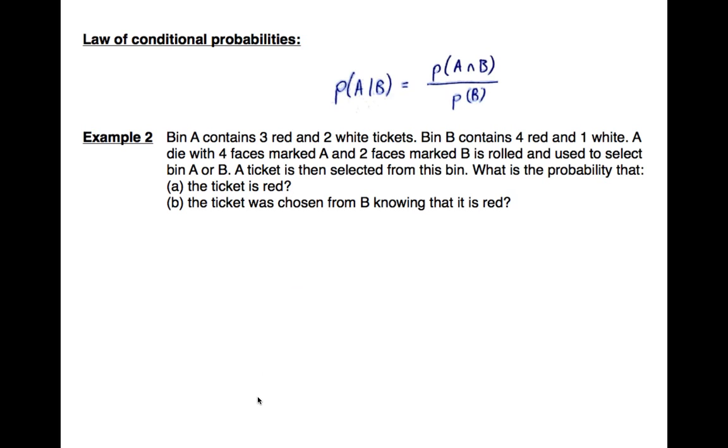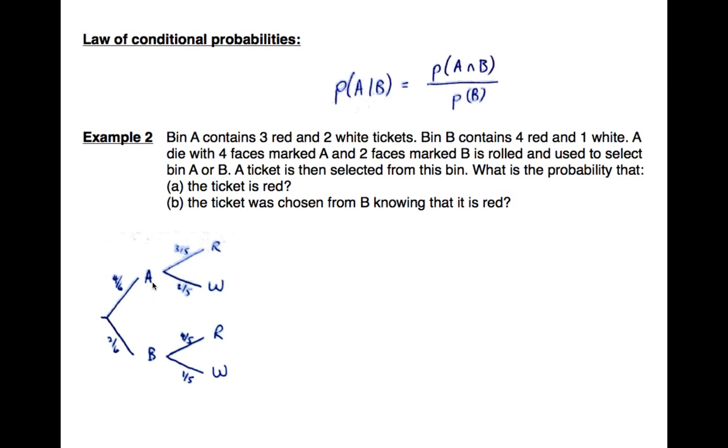For doing this, the best strategy is to use a tree diagram. Here is a tree diagram. It's not super easy to read, but what is the chance that we will get to draw from bin A? There's 4 chances out of 6 because we're rolling a die which has 4 sides A and 2 sides B. So 2 chances out of 6 of going to bin B.